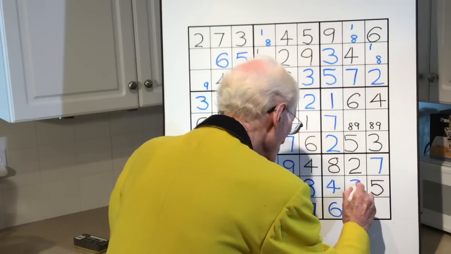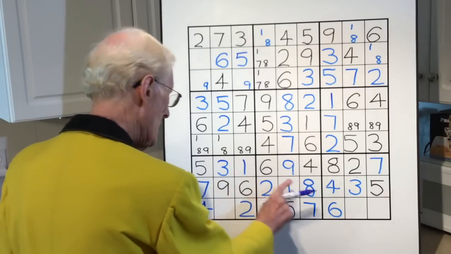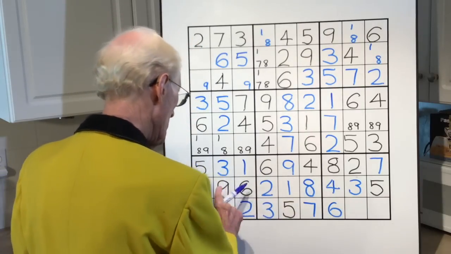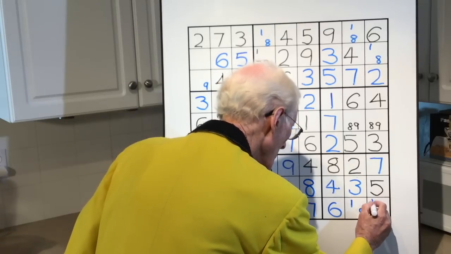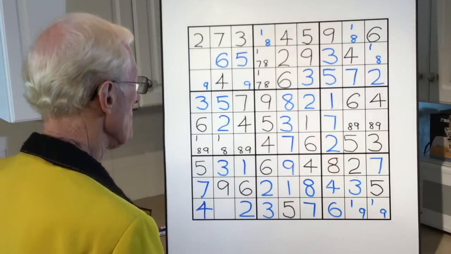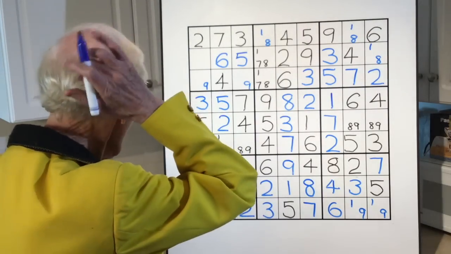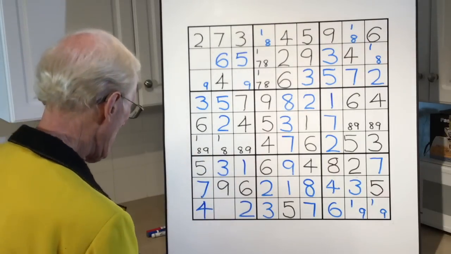And if that becomes a 3, we have 2 left in here, and it has to be a 1 and a 9. 1, 9. Things are moving along here. Oh, I can see something interesting happening here. We'll see what we'll get. There's 1 left in here. What is that? It's an 8.